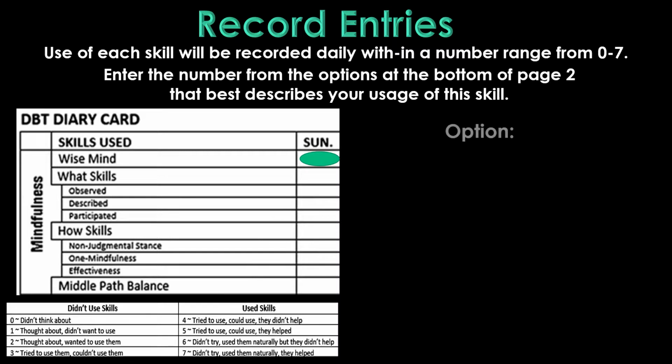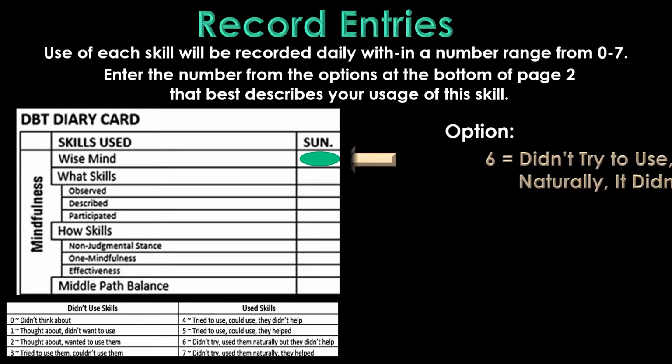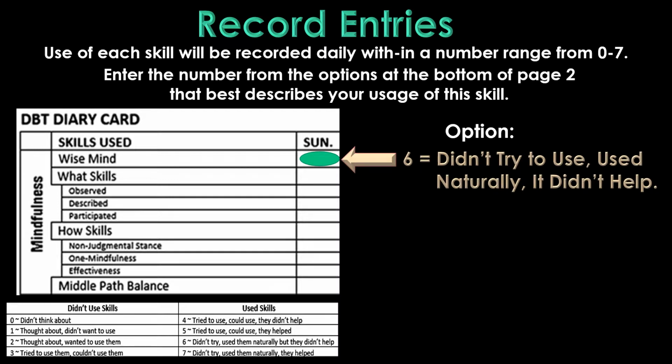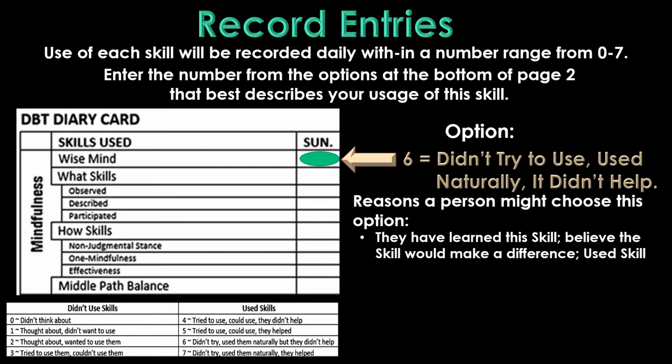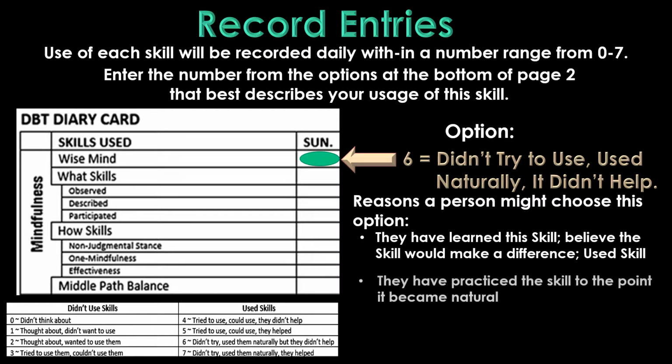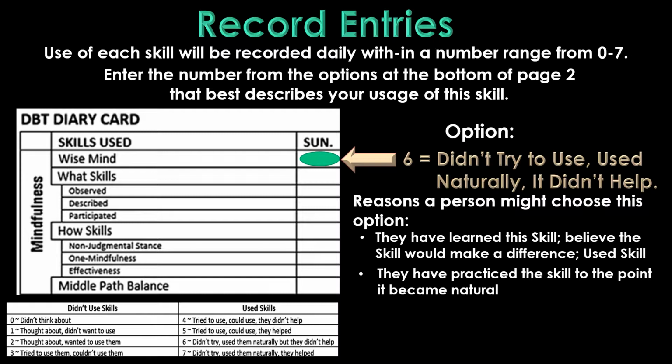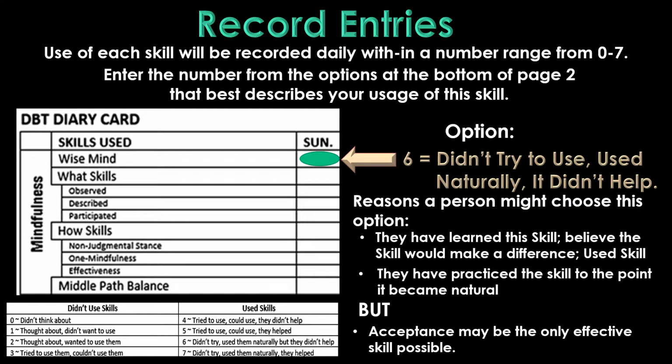Our seventh option is marked number 6. You didn't try to use it, you used it naturally, and it didn't help. Reasons a person might choose this option: they have learned this skill, believed the skill would make a difference, and used the skill. They have practiced the skill to the point it became natural. But acceptance may be the only effective skill possible.